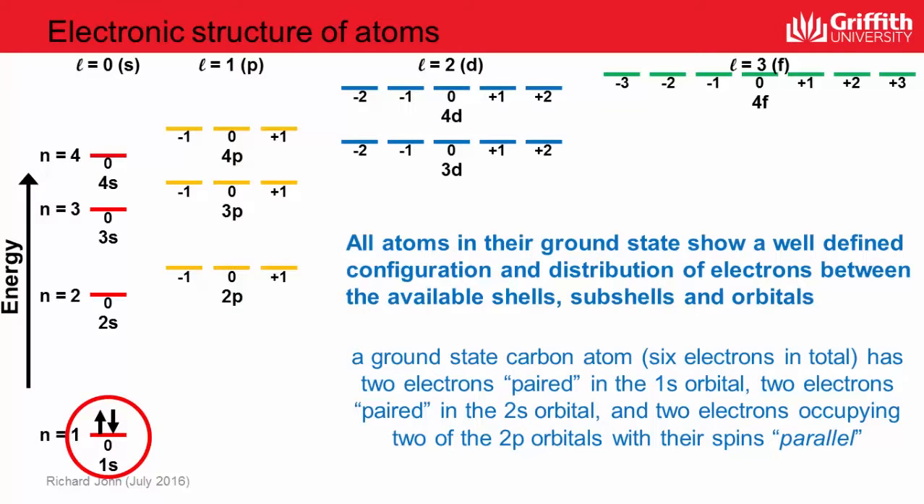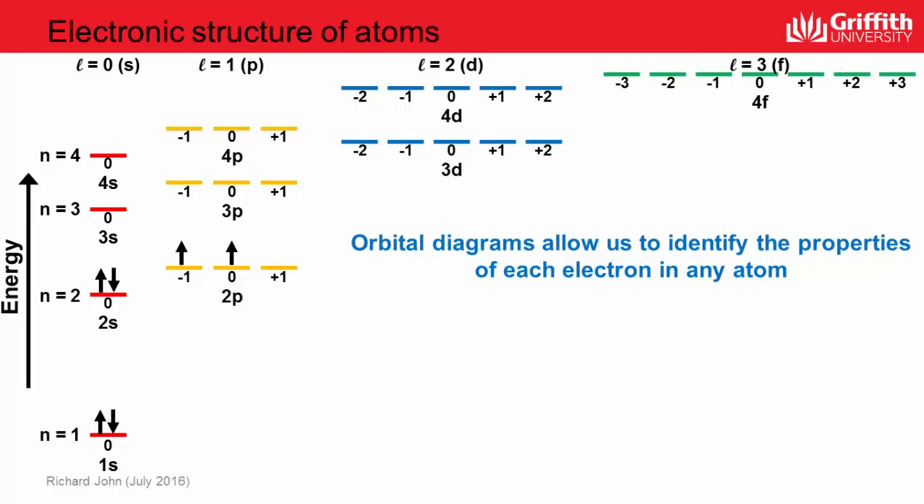And a ground state carbon atom, which has 6 electrons in total, has 2 electrons paired in the 1s orbital, 2 electrons paired in the 2s orbital, and 2 electrons occupying 2 of the 2p orbitals with their spins parallel, meaning they have the same spin orientation, either both spin up in this case or both spin down. So using these orbital diagrams, it's possible to identify the properties of each electron in any atom.